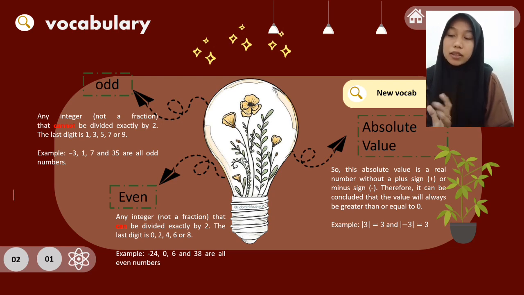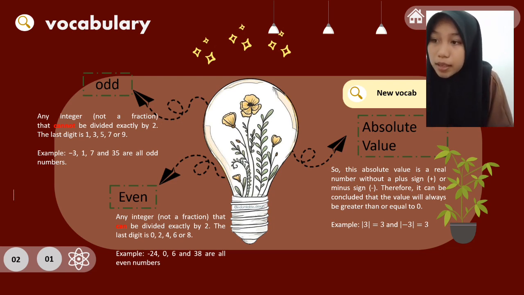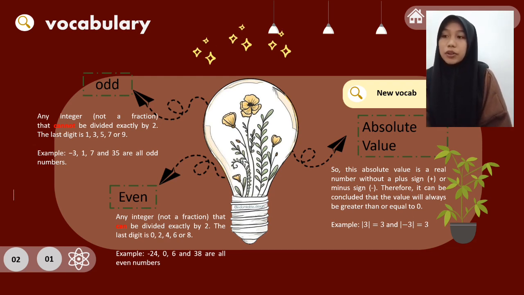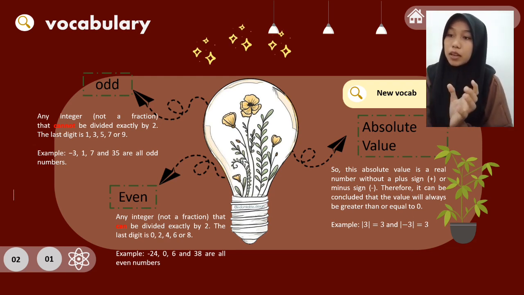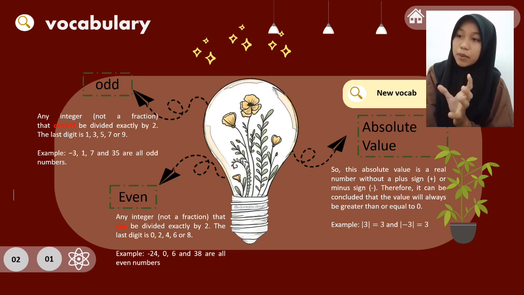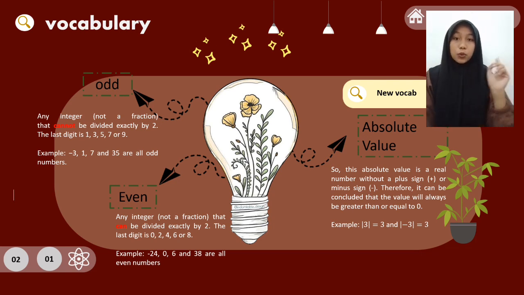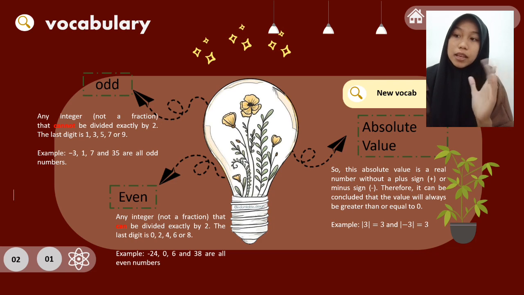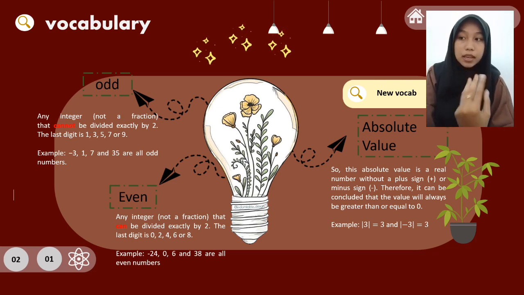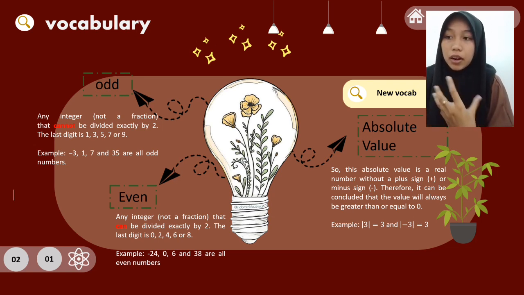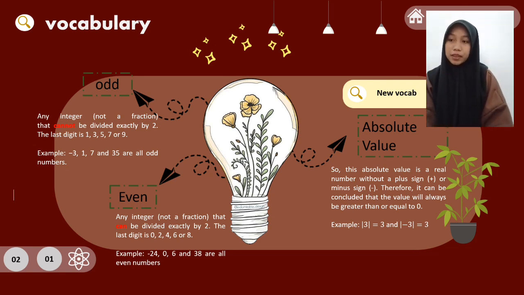First we have odd. In Indonesian we say bilangan ganjil. Any integer, not a fraction, that cannot be divided exactly by 2. The last digit is 1, 3, 5, 7, or 9. Examples: -3, 1, 7, and 35 are all odd numbers.